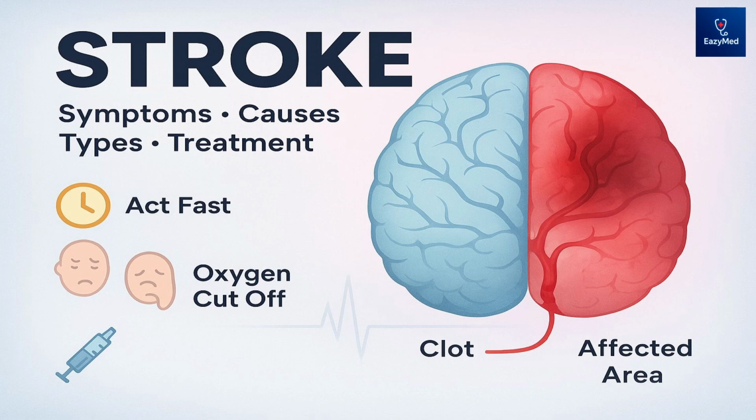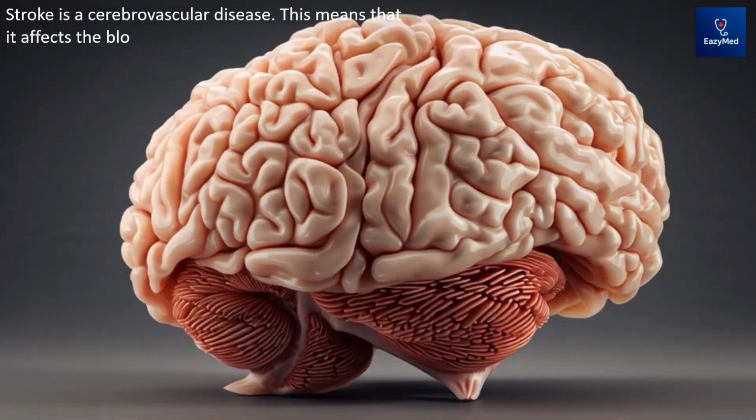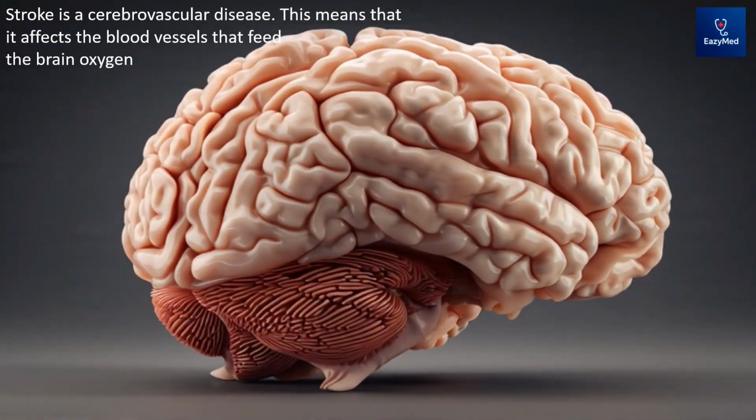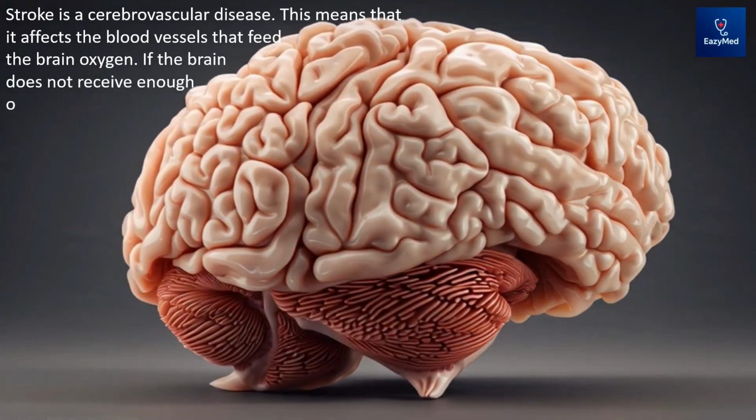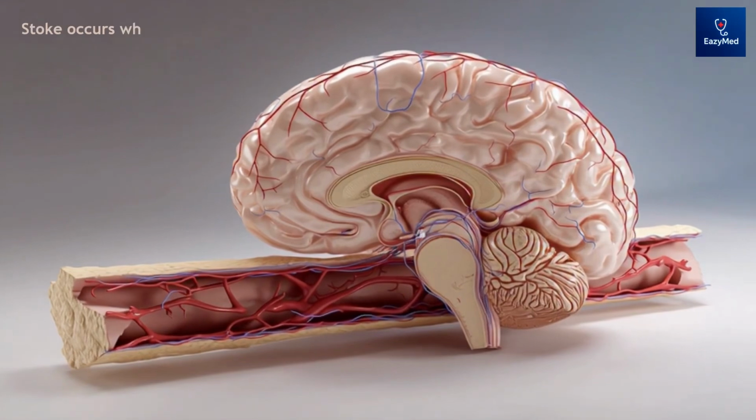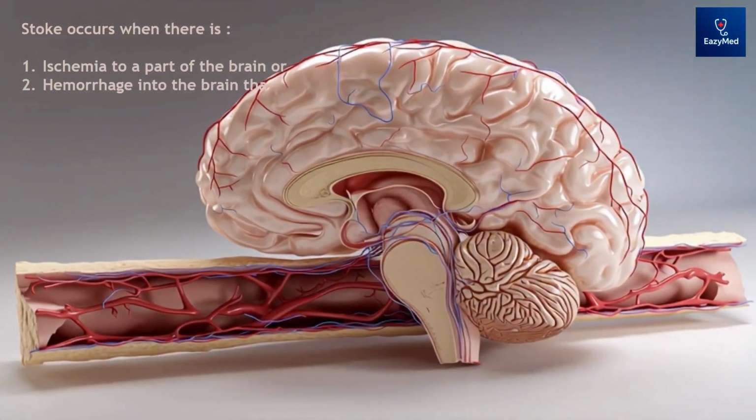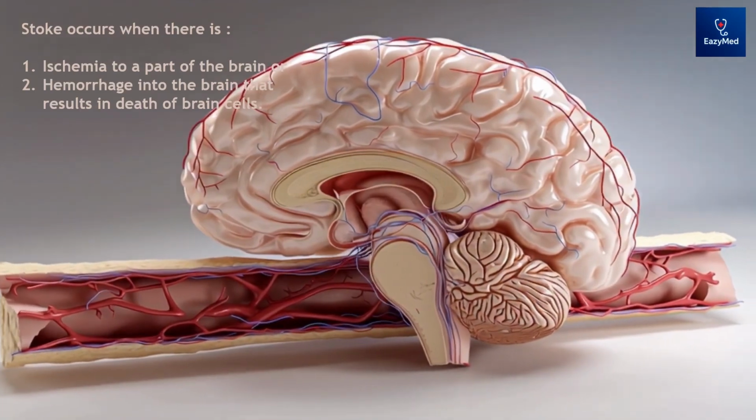Let's get started. Stroke is a cerebrovascular disease. This means that it affects the blood vessels that feed the brain oxygen. If the brain does not receive enough oxygen, damage may start to occur. Stroke occurs when there is 1. Ischemia to a part of the brain, or 2. Hemorrhage into the brain that results in death of brain cells.